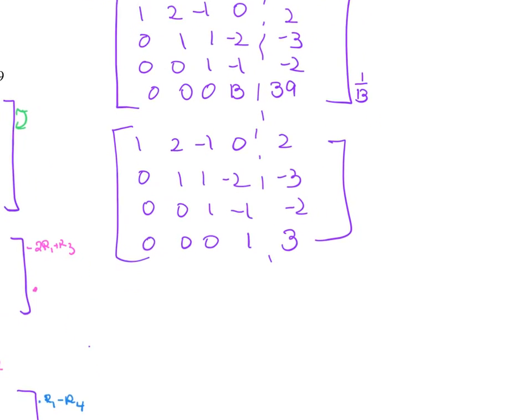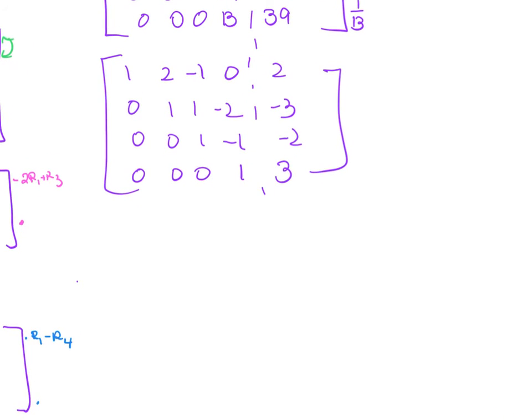Okay, so now I want to get it to reduced row echelon. So what we're going to do is we need to continue doing this until we get zeros above and below all of our ones. So I need these all to be 0. So that is my goal. Let's work backwards. So what I want to do is get rid of this -1.